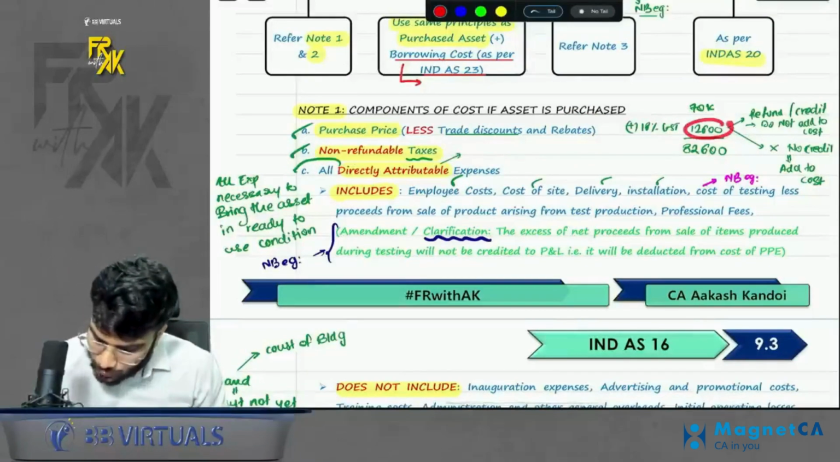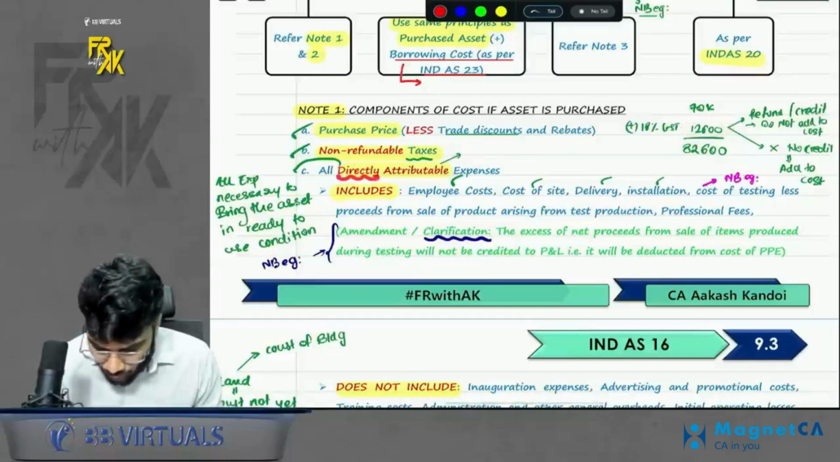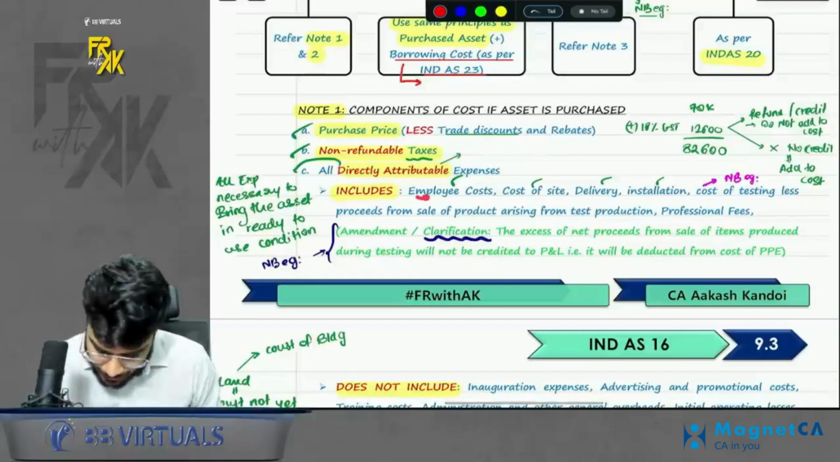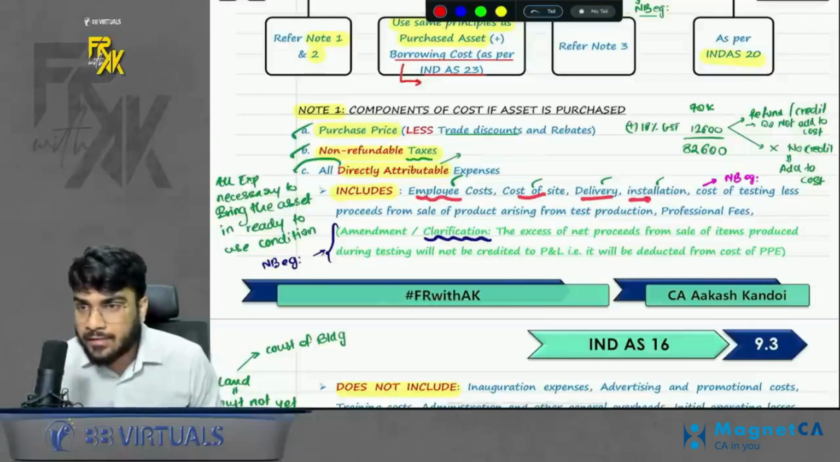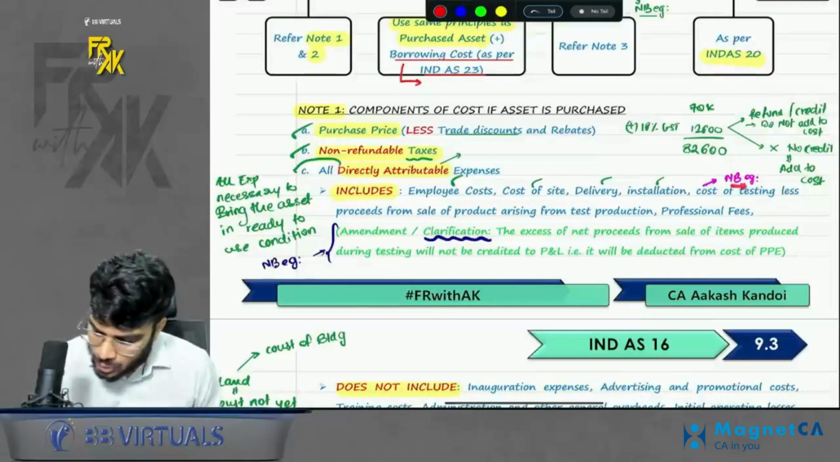But if you are not going to get any credit of GST, it will form part of your cost. Also add all the directly attributable expenses. Sir, what all things form part of directly attributable expenses? Examples: employee cost, cost of site delivery, installation, cost of testing. So if you are doing any testing expense, that will also be capitalized.